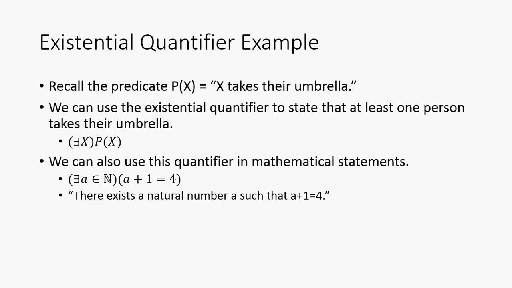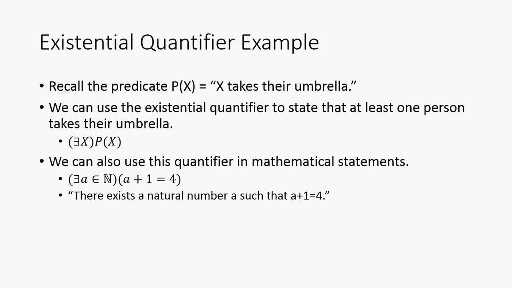So here's an existential quantifier example. Recall that our predicate p of x equals x takes their umbrella. We can use the existential quantifier to state that there is at least one person who takes their umbrella. So there exists a person x such that x takes their umbrella.